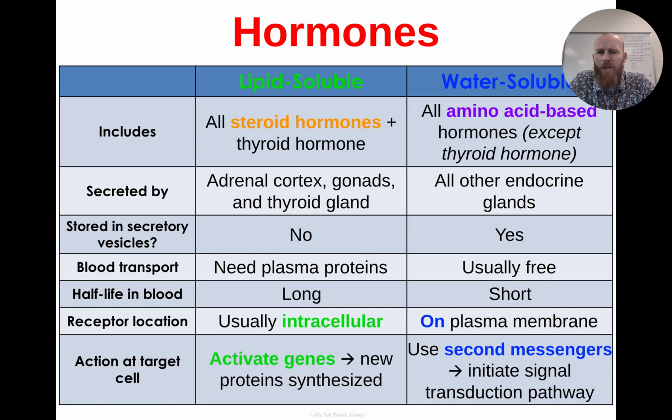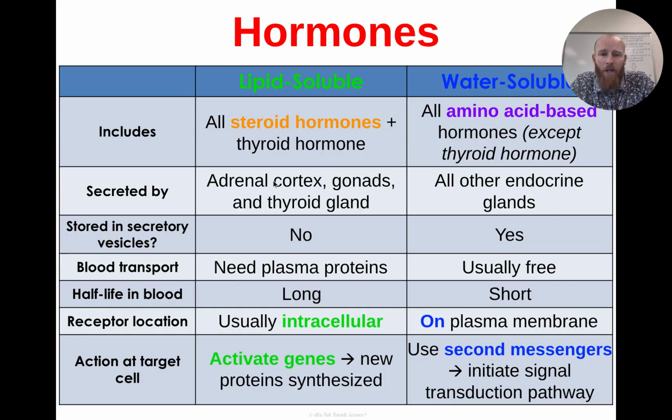I gave you this table here. This just provides a really useful comparison of what happens with these fat-soluble compared with our water-soluble hormones. Remember the lipid-solubles, if we go down the list here, this is all your steroid hormones and thyroid. These are going to be the hormones that come from your adrenal cortex, your gonads, and your thyroid gland. Because they are fat soluble, not water soluble, we don't have to put them in those little vesicles, those protective packages. Blood transport, in order for them to circulate, they require plasma proteins that they can actually latch onto.